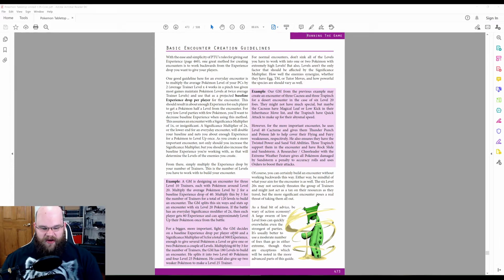But the baseline experience, when it goes to 60 instead of 40, they still multiply it by 3 because there's 3 trainers. Now this is 180 levels of Pokemon that you can build with. In this example, they build 2 level 40 Pokemon and 4 level 25 Pokemon.